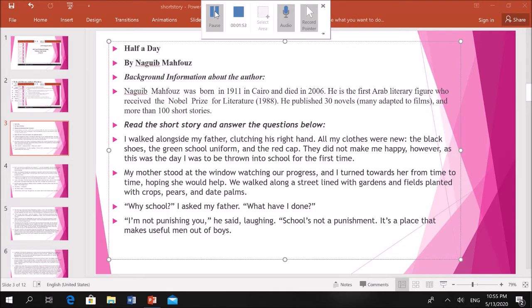All my clothes were new. The black shoes, the green school uniform and the red cap. So now the little boy tells us about his clothes. He said that he was wearing new clothes.